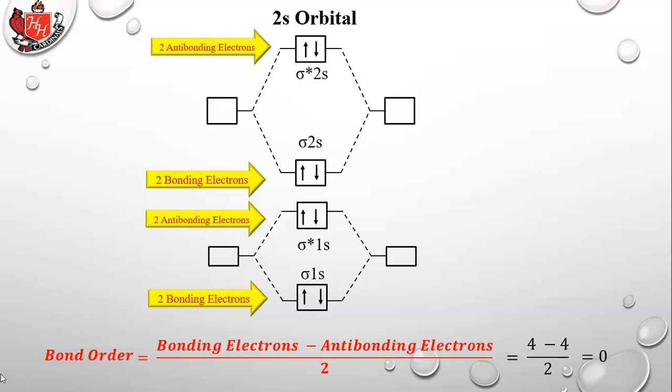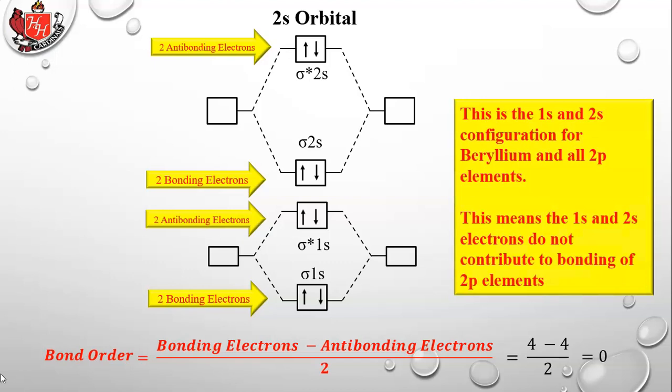That gives you 0. So this is the 1s and 2s configuration for beryllium and for all 2p elements beyond beryllium. So that means that the 1s and 2s never become involved in the bonding of 2p elements. So this means the 1s and 2s electrons do not contribute to the bonding of 2p elements.